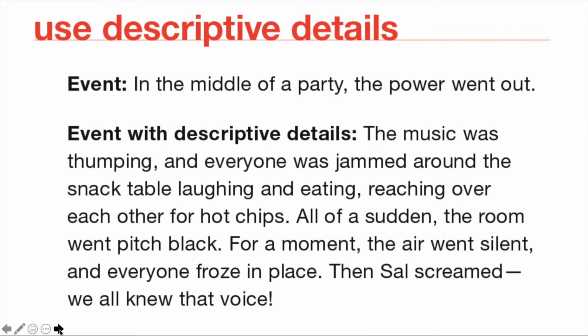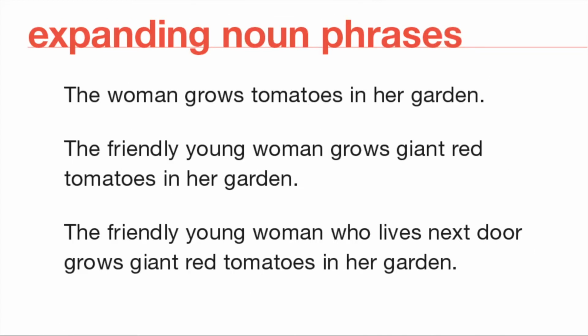Now, which event engaged you more? Which one did you visualize? That is right, the second option, with the descriptive details. Expanding noun phrases. Remember that a noun is a word that names a person, an animal, place, thing, or an idea. A noun phrase is the noun and any words that are with the noun that describes it. We can expand noun phrases to add more detail about people, places, and things.